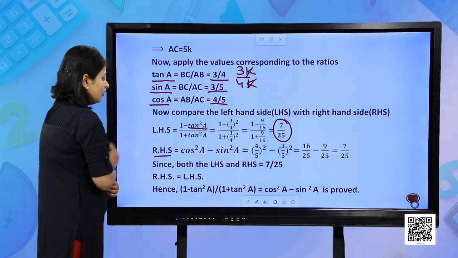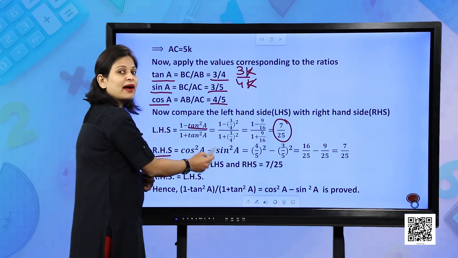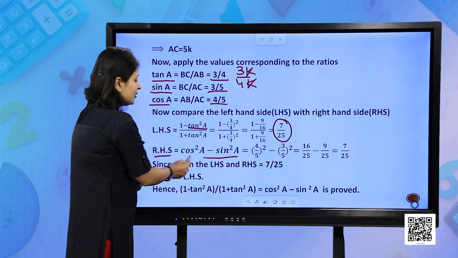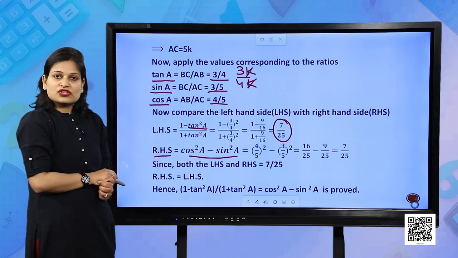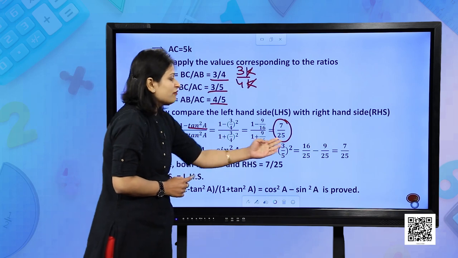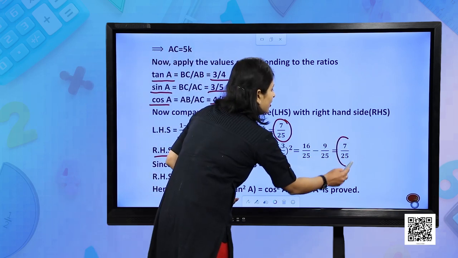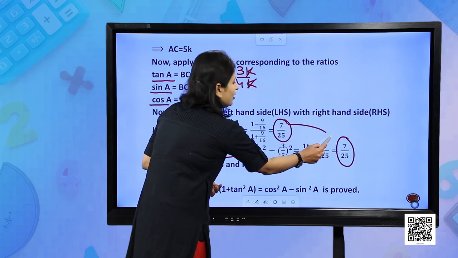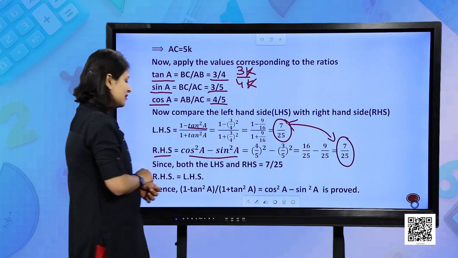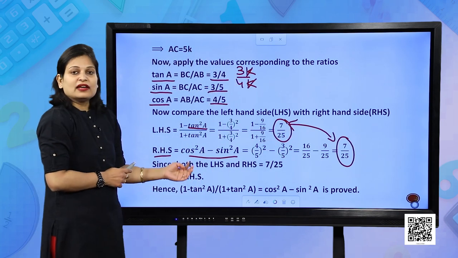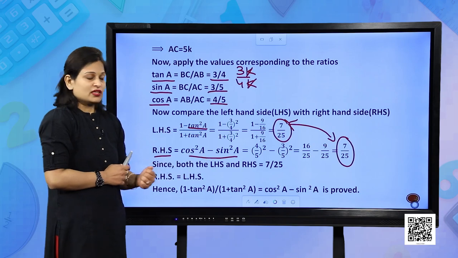In the right hand side, you have cos square A minus sin square A. Simply substitute the values of these functions in this. What will you get after solving? 7 by 25. So, are they equal? Yes. So, both LHS and RHS are equal in this.